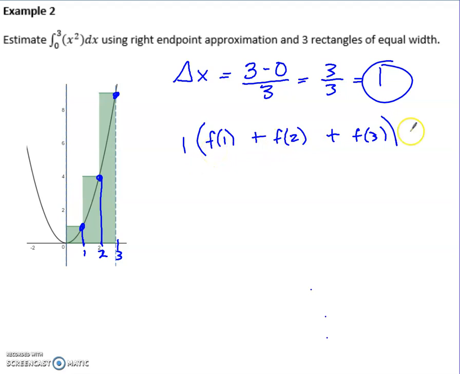And so when I do that and I actually get those values, again, you can just plug them in here, guys. So like f of 1 is 1 squared is 1. F of 2 is 4. F of 3 is 9. I add those up, multiply them by 1, and I get 14. So that's how I'm getting that value. I'm actually plugging it in.